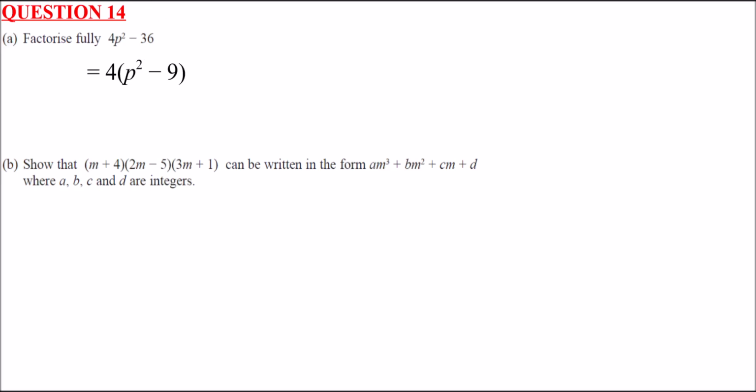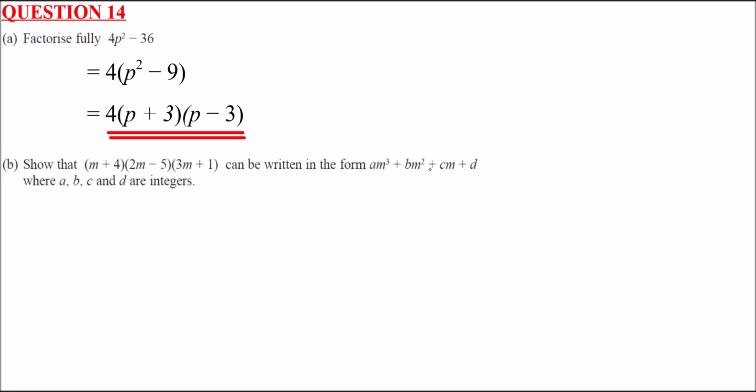We now need to remember the difference of two squares. P squared is obviously p multiplied by p, and 9 is 3 squared, 3 multiplied by 3. So we can say that in the brackets, that's the same as p plus 3, then another brackets, p minus 3. So the completely factorised answer to this is 4, and the p squared minus 9 becomes p plus 3 and p minus 3.